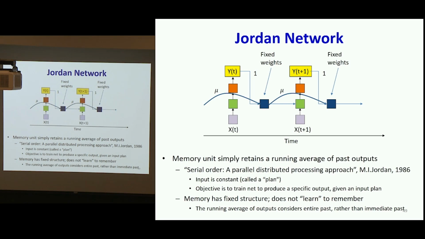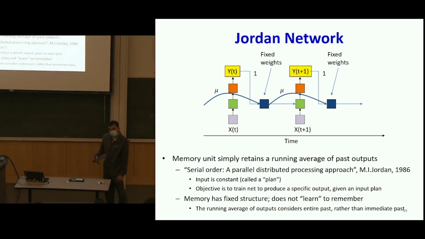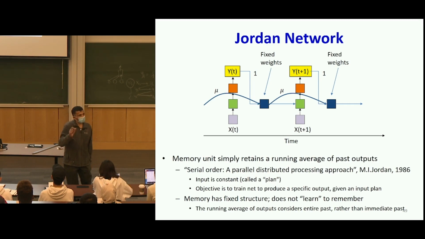Now, because this memory unit itself is just retaining a running average of past outputs, there's no learning. It's just a very fixed computation. So as far as learning to respond to patterns in the input, if you were performing back propagation, there's no information from the future that's being propagated backwards through the network when you're training. So there's no true recurrence over here. There's no actual within network reference to past history. You just have this one plug-in variable that sort of stores the memory.